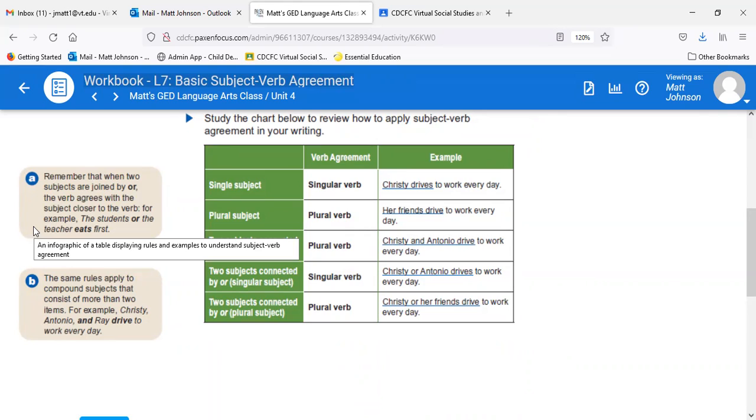The same rules apply to compound subjects that consist of more than two items. For example, Christy, Antonio, and Ray drive to work every day. So you're still using that and, no matter how many things come before that. If you're using and, you're going to use that plural verb, because there's more than one. And then they restate our same rule there: two subjects connected by and is plural, two subjects connected by or is singular, unless you have a plural there at the end of the or.